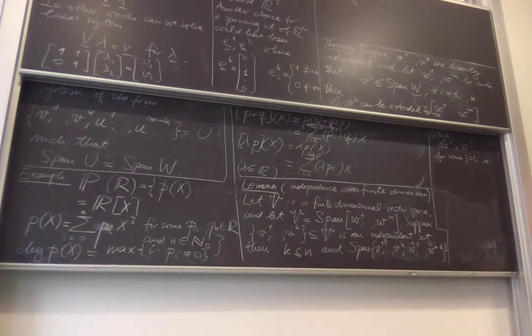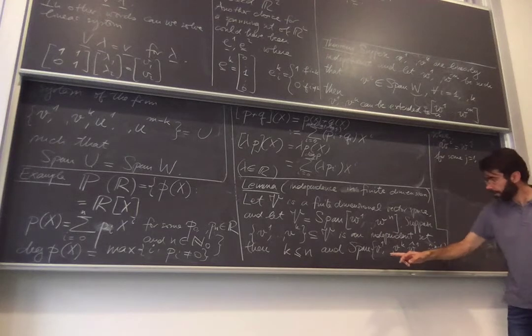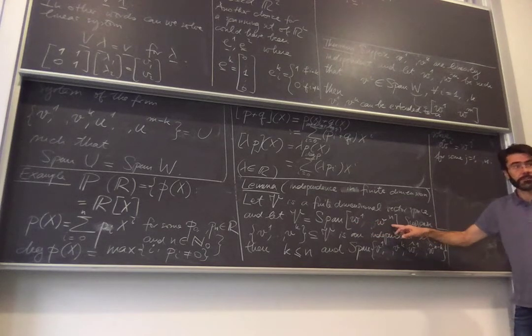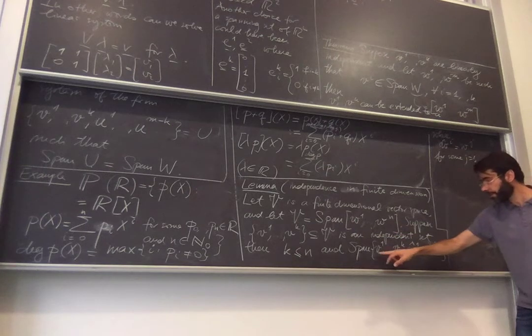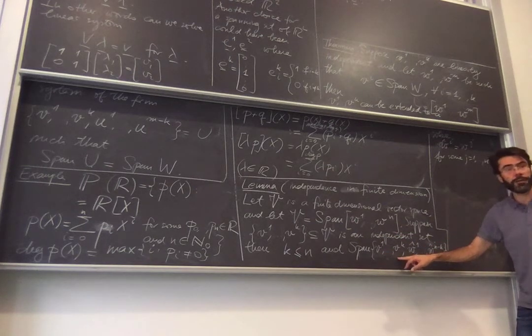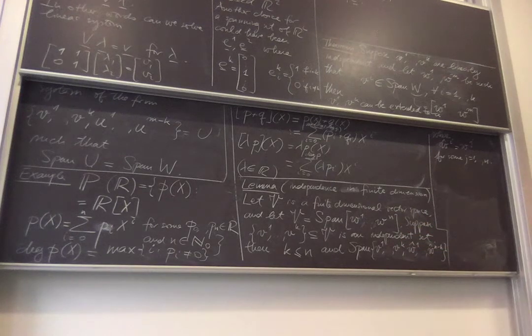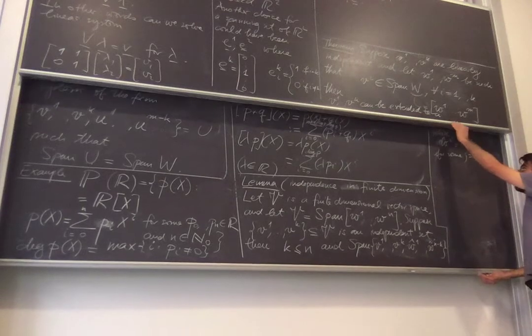So basically, in practical words, it's telling you that you can pick k of these and you can replace them with V1, ..., Vk. So it's like a replacement lemma. And in fact, this is the proof. That's how you prove this lemma, by replacing. So let's do the proof of this.